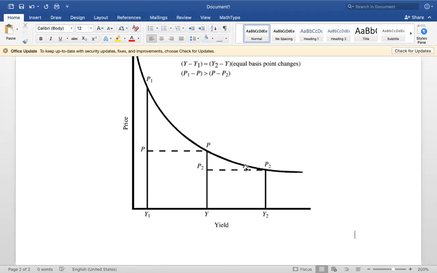So these were the main characteristics, or the price volatility characteristics, of an option free bond. See you in the next video lecture for the price volatility characteristics of an embedded option bond.